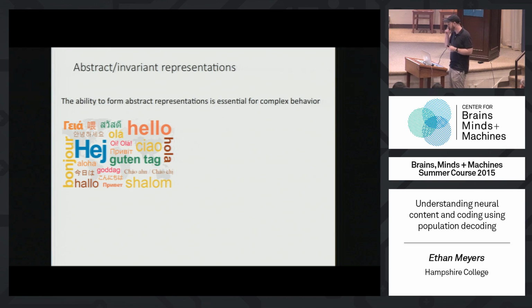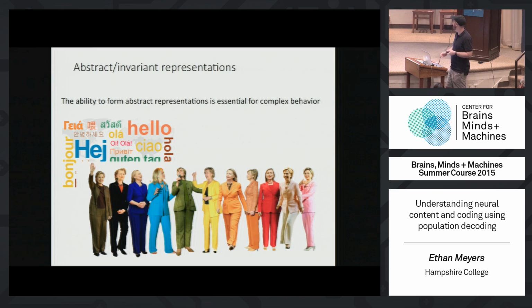Or another example of this kind of abstraction or invariance is the invariance to the pose of a head. So for example, here's a bunch of pictures of Hillary Clinton. You can see her head is at very different angles, but we can still tell it's Hillary Clinton, right? So we have some sort of representation of Hillary that's abstracted from the exact pose of her head and also abstracted from the color of her pantsuit.